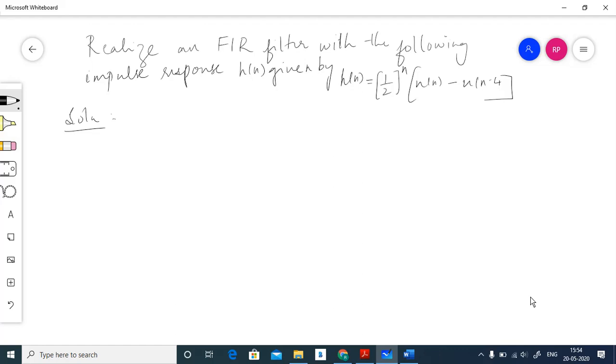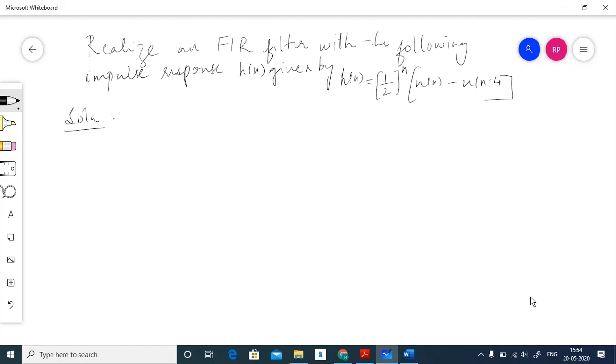Good morning. Today we are going to see one problem on FIR filter realization with direct form 1. The problem is like this. Realize an FIR filter with the following impulse response h of n, given by h of n is equal to (1 by 2) whole power n into u of n minus u of n minus 4.